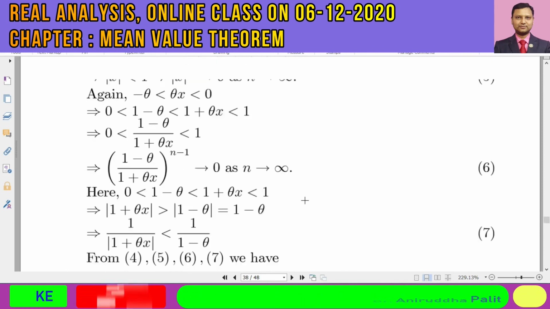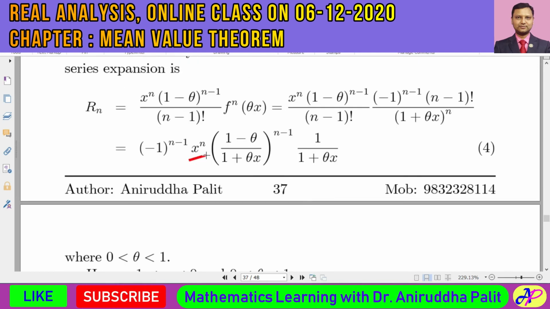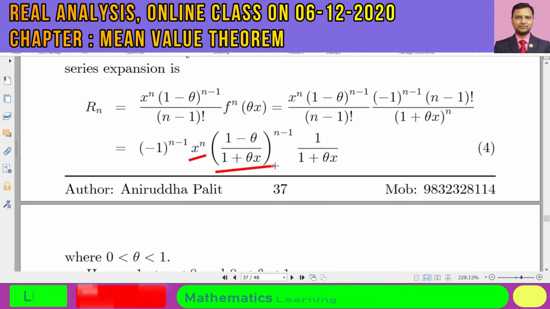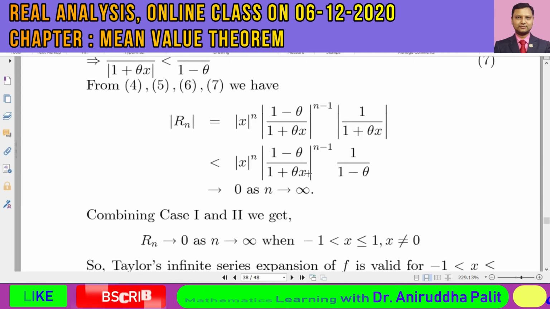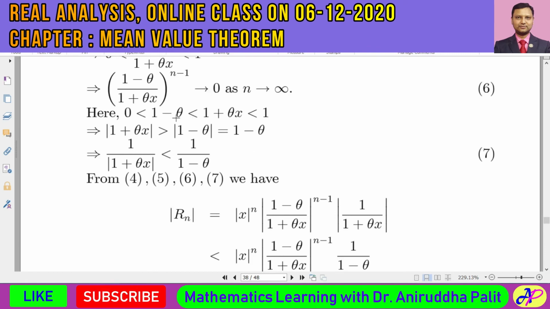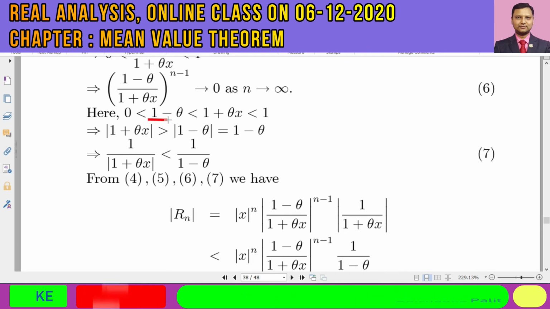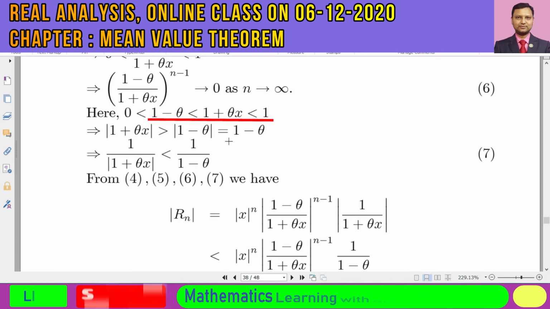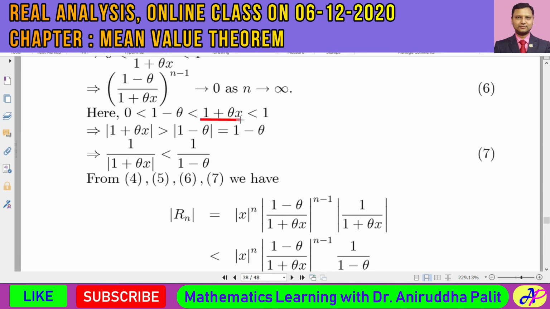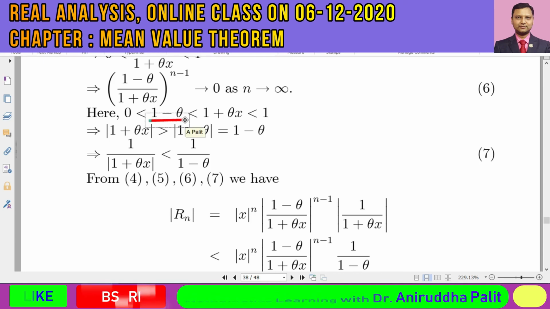So now we have this expression tending to 0, and we just need to ensure that this last factor is a finite quantity. So that is the final computation over here. We already have the result 1 minus theta less than 1 plus theta x, that is less than 1. And now if we consider the modulus of this expression, it is greater than the modulus of this expression, and this is a positive quantity. So we can remove the modulus symbol over here.